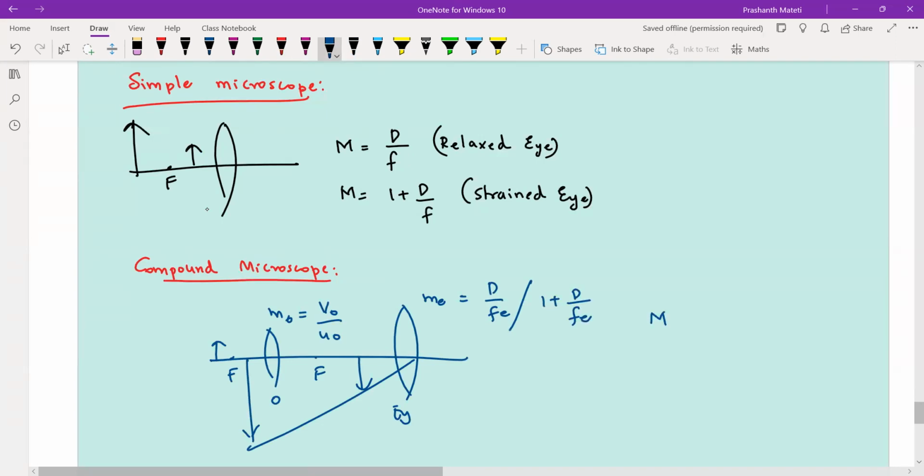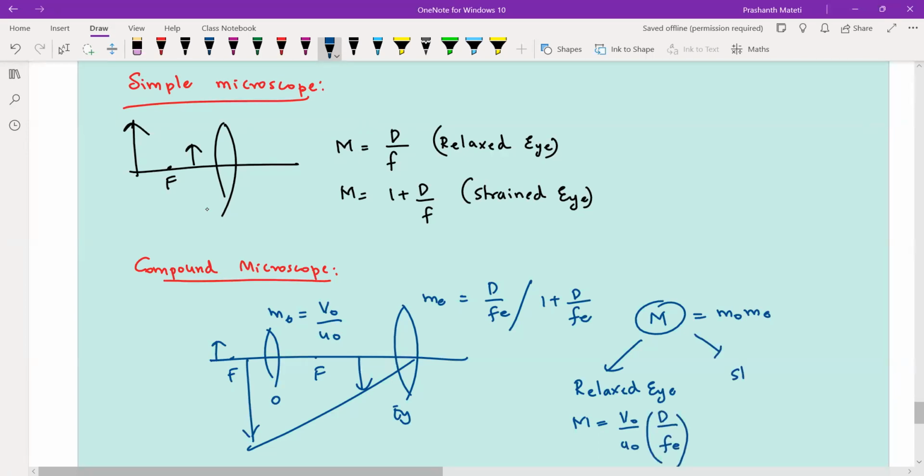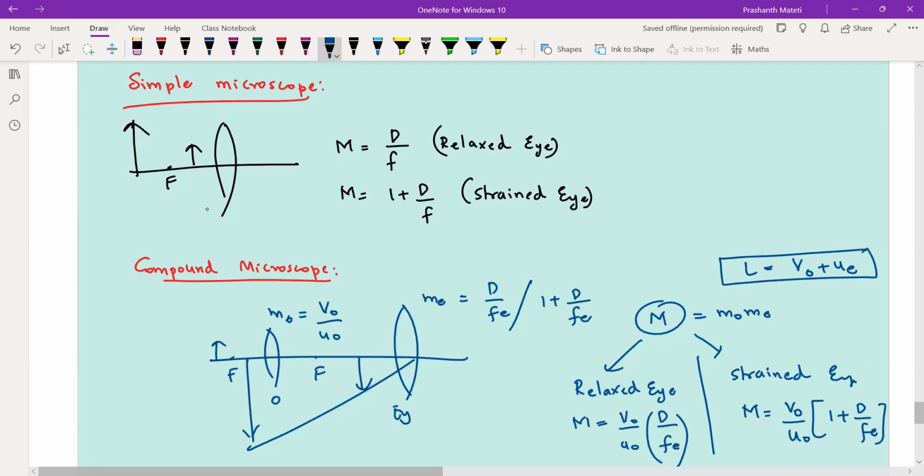Then overall, what is the magnification? For a relaxed eye, just multiply them: MO into ME. So M is VO by U into D by FE. Then for a strained eye, M is equal to VO by UO into 1 plus D by FE. And the length of the microscope, if they ask, is VO plus UE. Right? This is a compound microscope.